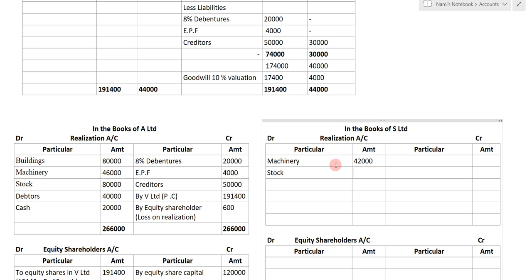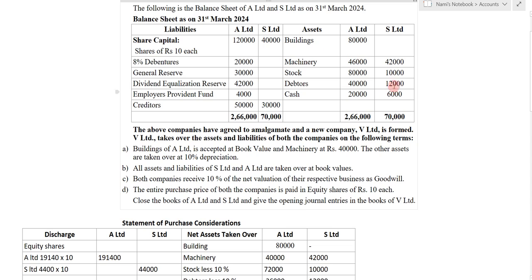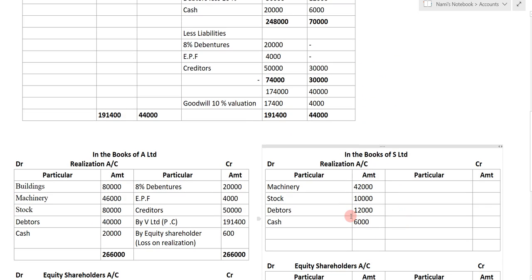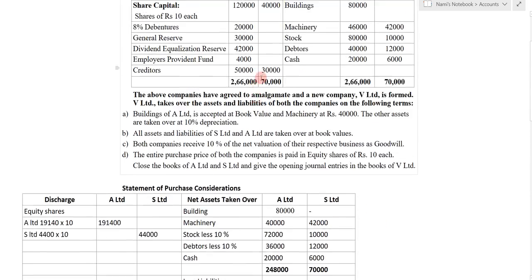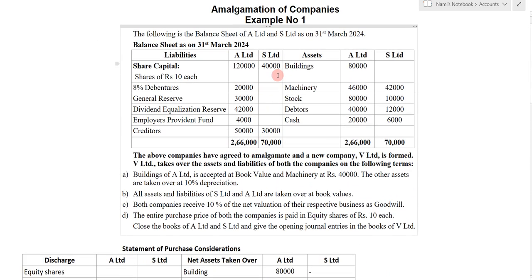Stock 10,000. Debtors 12,000. Cash 6,000. Okay, so all the book values we have written in the realization account of S Limited. Then liabilities, only creditors are there of S Limited. Okay, see in the balance sheet. Share capital we have to take in the equity share account. So there are no other liabilities of S Limited, only creditors. Creditors 30,000.